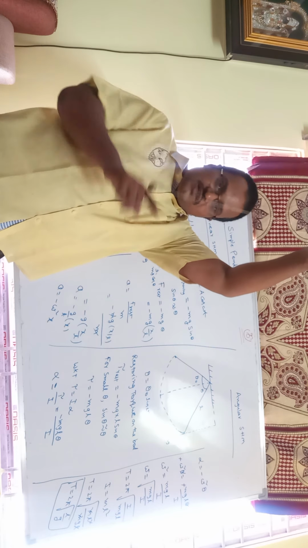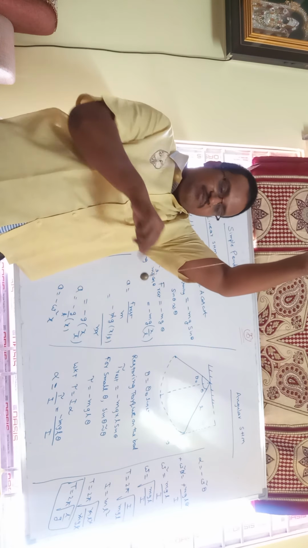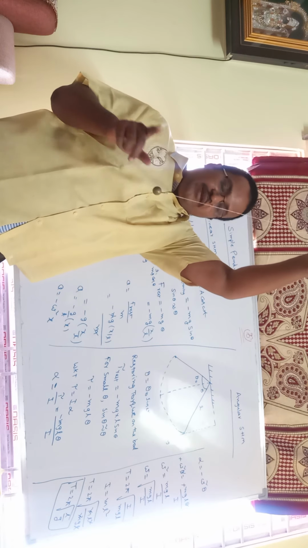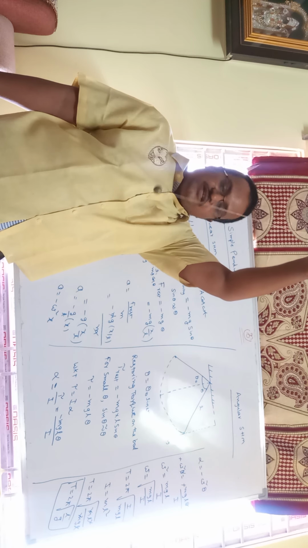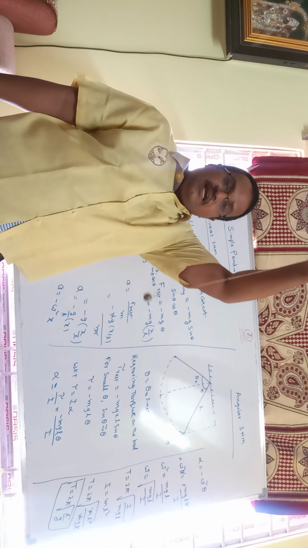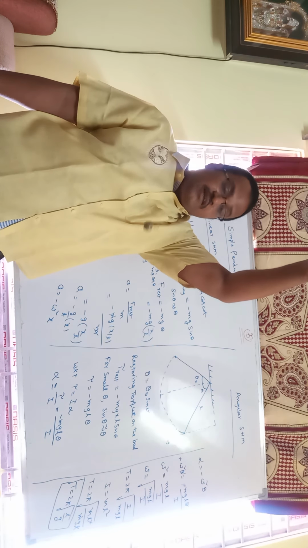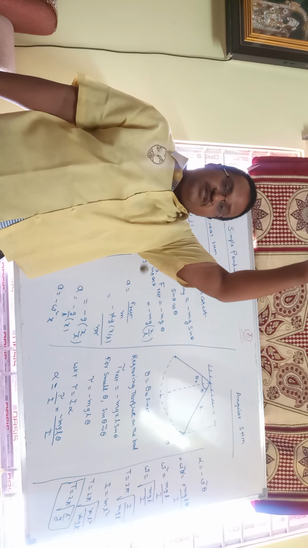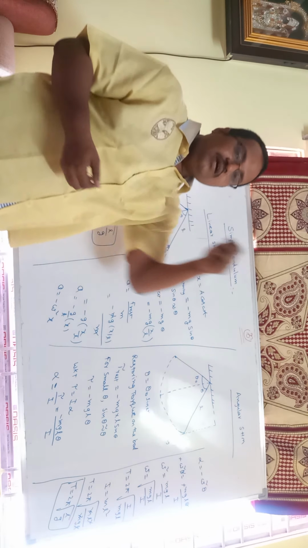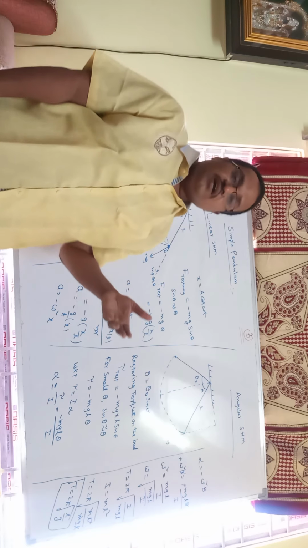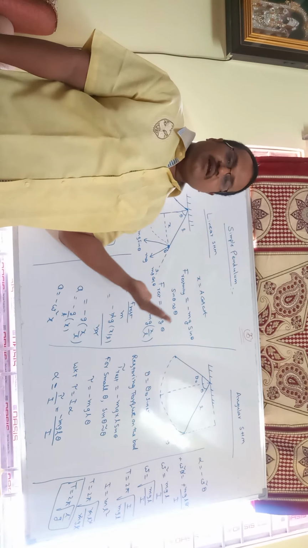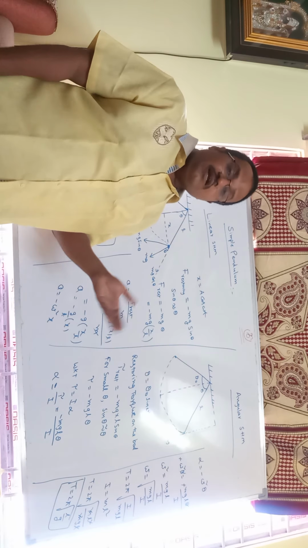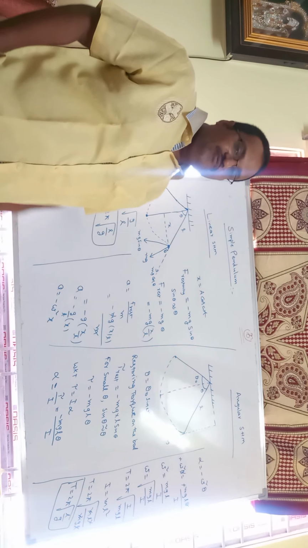At extreme positions, it has maximum potential energy and minimum kinetic energy, and at the mean position, it has maximum kinetic energy but minimum potential energy. So this is one of the examples of the law of conservation of energy. What is the law of conservation of energy? Energy can neither be created nor destroyed, but it can be transferred from one form to another form.